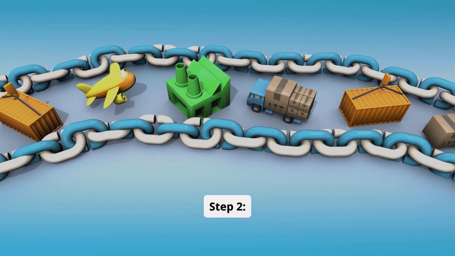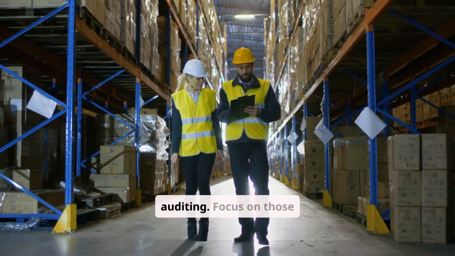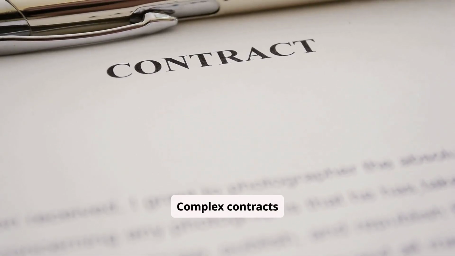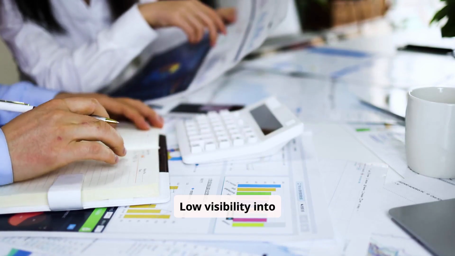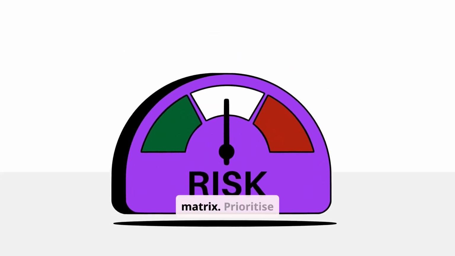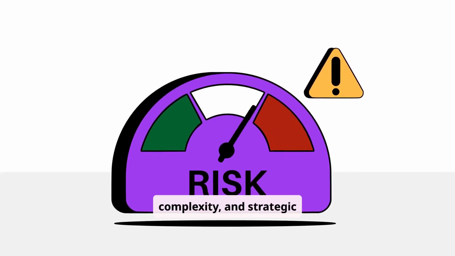Step 2. Identify high-risk suppliers. Not all suppliers need auditing. Focus on those with high annual spend, complex contracts, history of disputes or unclear terms, low visibility into billing. Action tip: create a supplier risk matrix. Prioritize based on spend, complexity, and strategic importance.